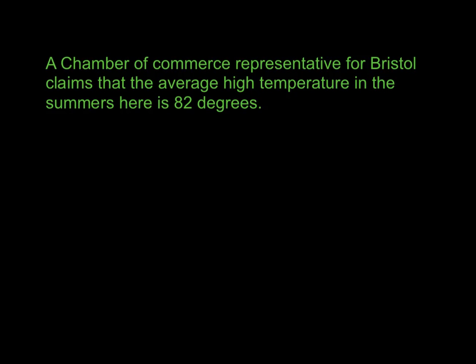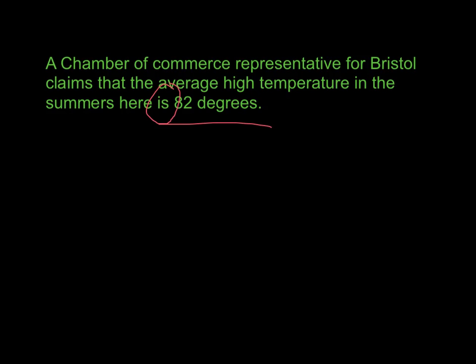And so as we read through the claim, in order to conduct hypothesis testing, our job is going to be to write the claim in symbols, and then we'll identify whether it is a null or an alternative hypothesis. So the claim is about temperatures, and they're claiming that the mean temperature here in the summer is 82 degrees. So we're focusing in on that keyword "is." It doesn't say less than, greater than, it's just "is."